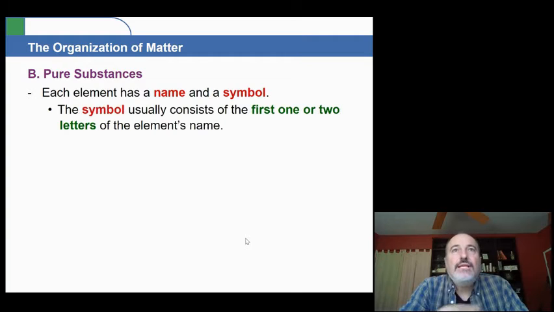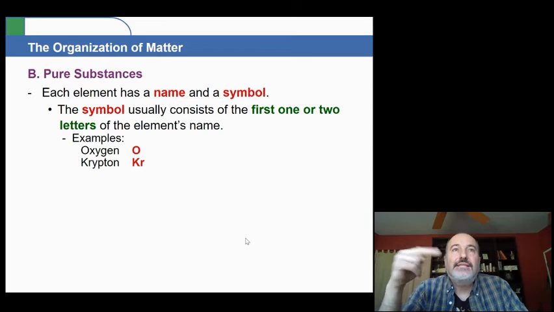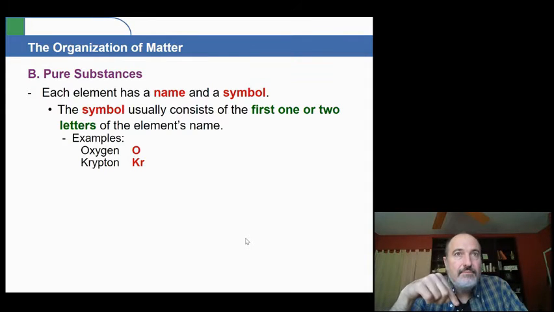Now, a symbol usually consists of the first one or two letters of the element's name. All right, like oxygen is O, capital O. Krypton is capital K and then a lowercase r. Notice how the first letter is always a capital and the second letter is always a lowercase.